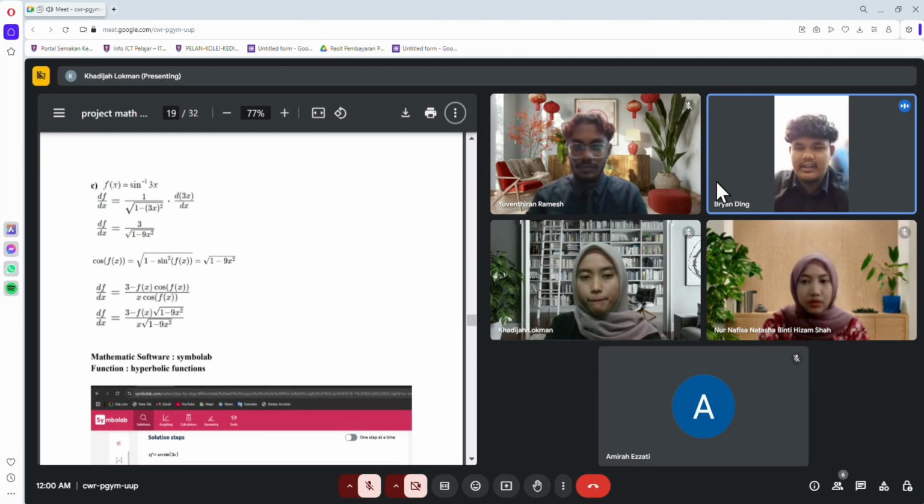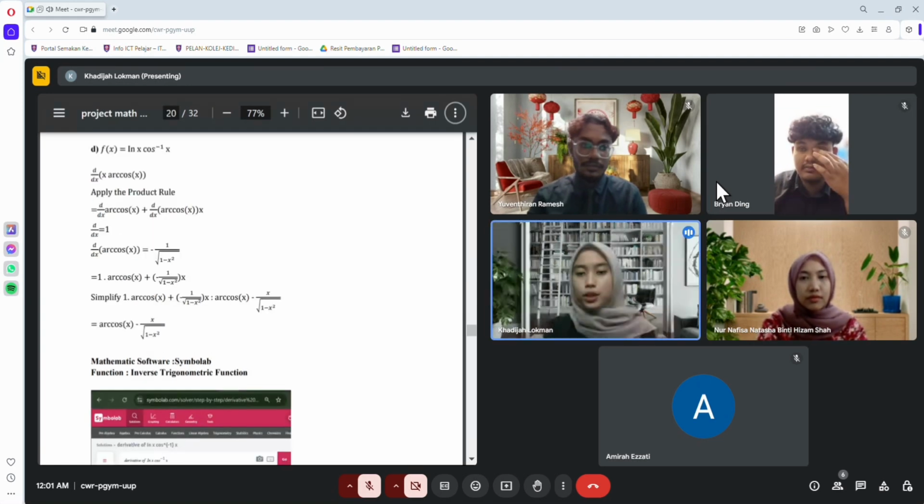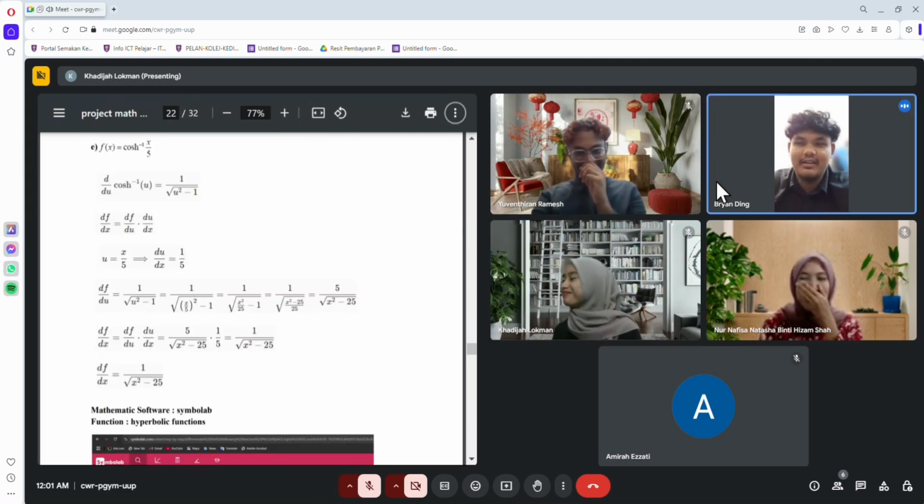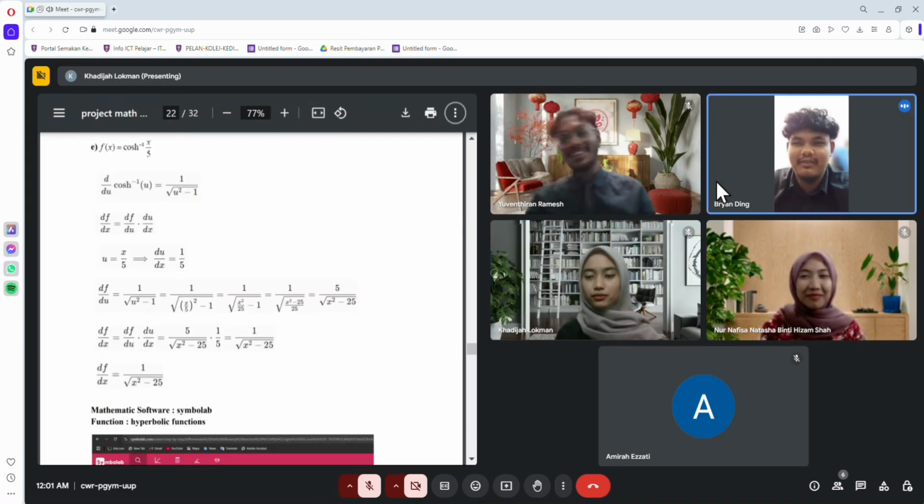So the answer we will get is df over dx. This question is about cos inverse of x, apply the product rule and simplify, and get the result cos inverse x minus x over the square root of 1 minus x squared. Okay, the fifth question is the same as well. We need to use the chain rule and hyperbolic identification.